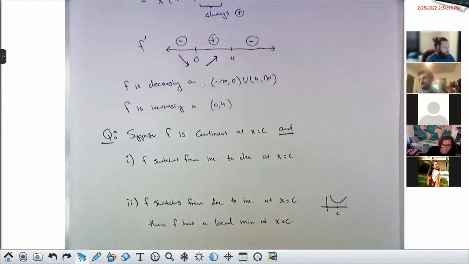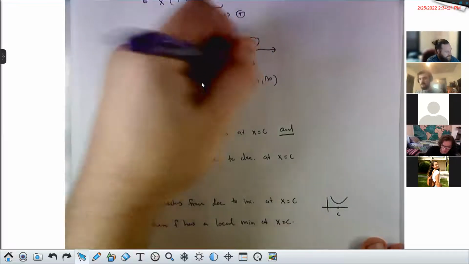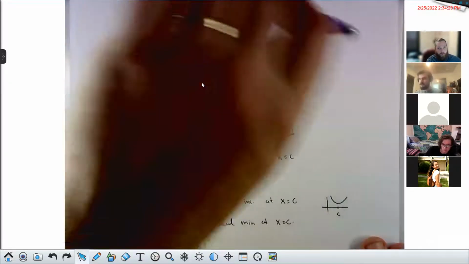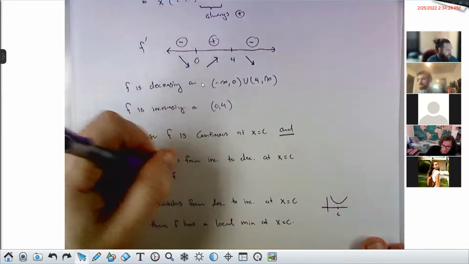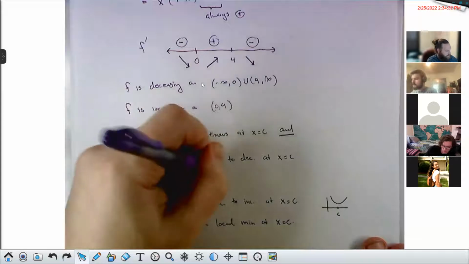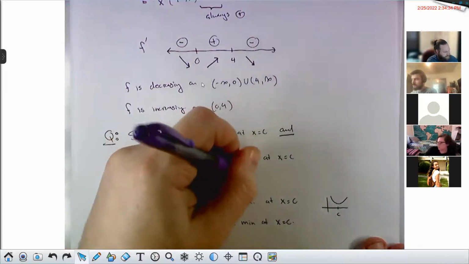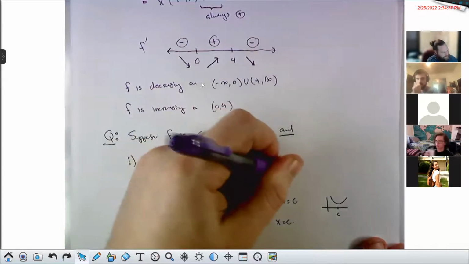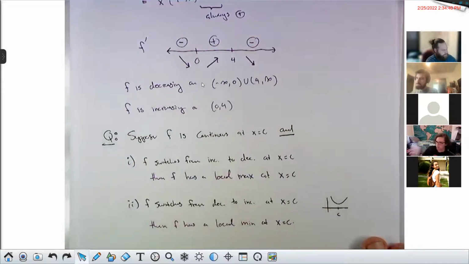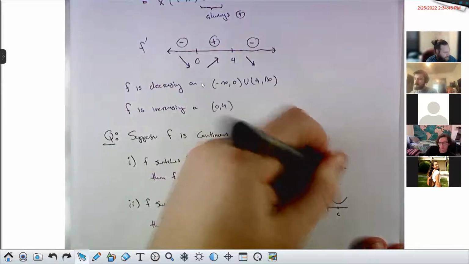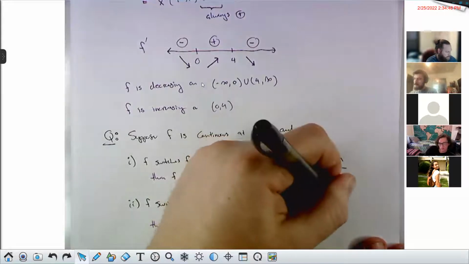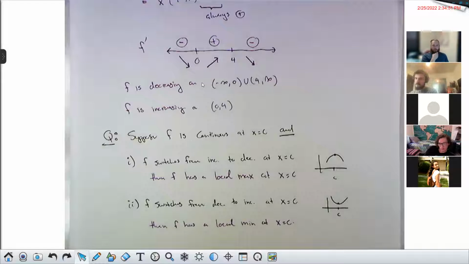And the other thing that could happen, right? If we're switching from increasing to decreasing, if you're going up, up, up, up, up, and then you turn around and start going down, down, down, down, down, then f has a local max at x equals c. Picture here, something like this. This is called the first derivative test. So that's the name for this rule or system here.